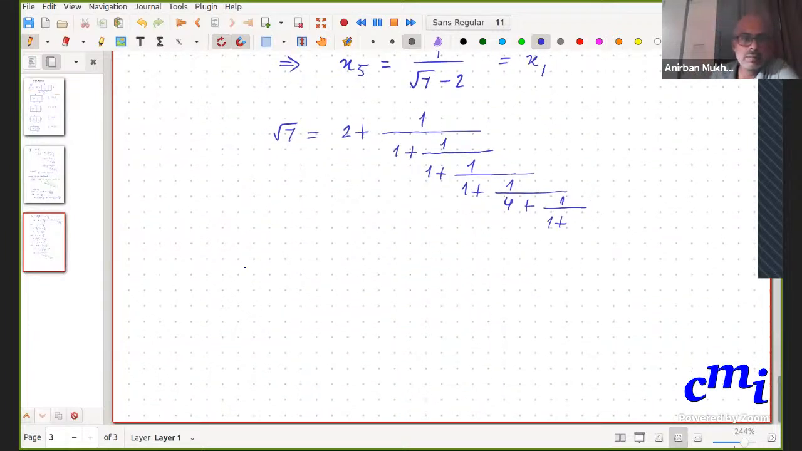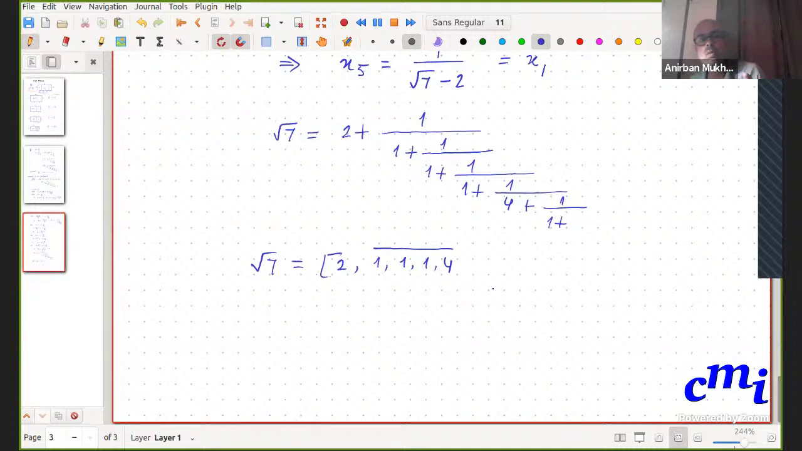So the continued fraction expansion in that notation is 2, 1, 1, 1, 4, and we put a recurrence on this. This whole block 1, 1, 1, 4 is going to repeat infinitely often, because any finite continued fraction is a rational number. So this is just like a recurring decimal. It's a recurring continued fraction. This 1, 1, 1, 4 will repeat.